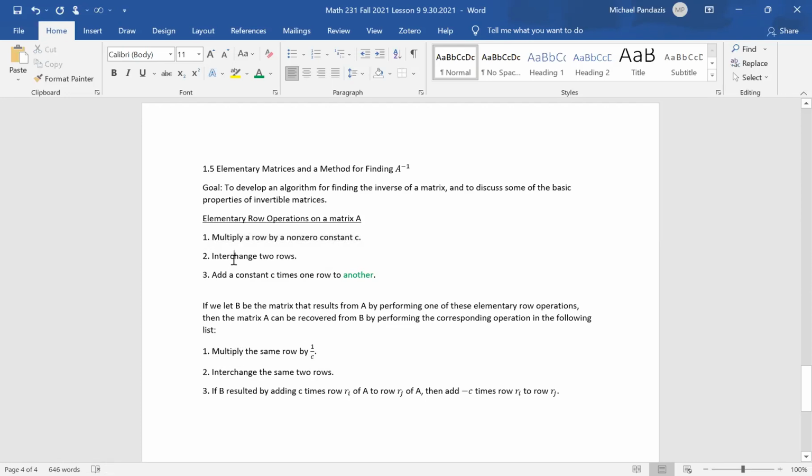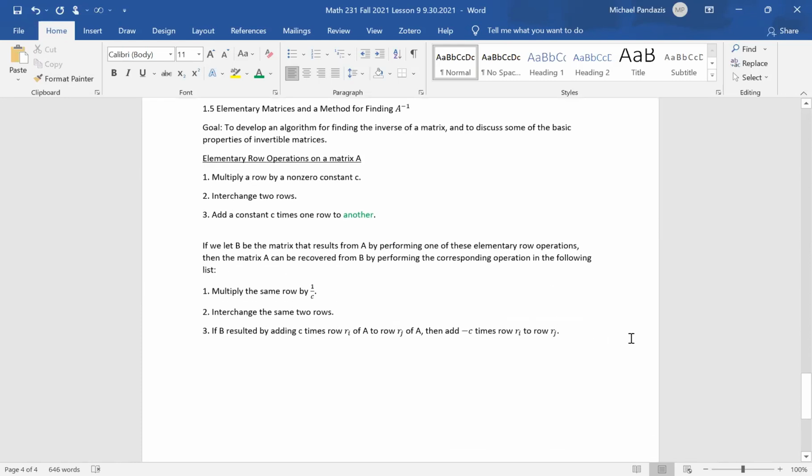Same thing with 2, right? You're interchanging 2 rows. The corresponding one is interchanging the same 2. It's still the same type of elementary row operation. And the third one, adding a constant C times 1 row to another, the corresponding one is still adding a constant times 1 row to another row. Okay, so we have only 3 elementary row operations, but for any elementary row operation performed on a matrix, there is a specific corresponding one, of the same type, which negates its effect.